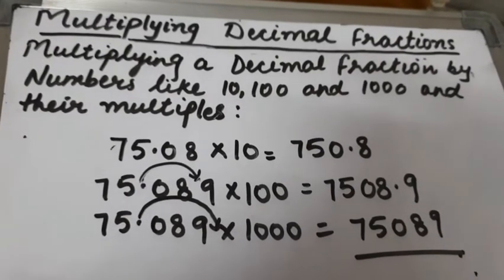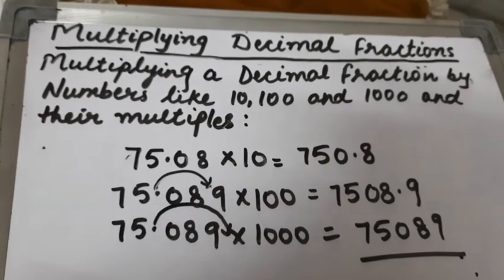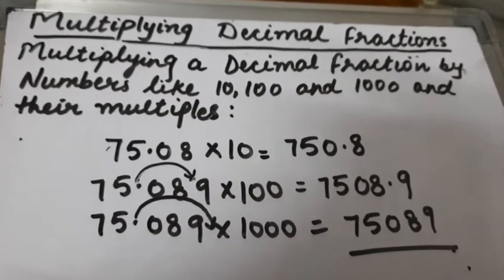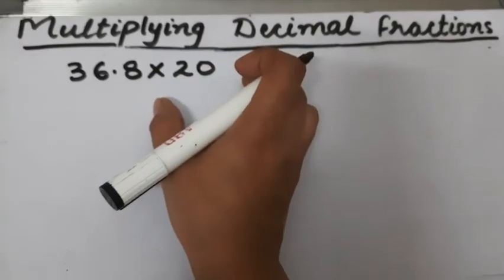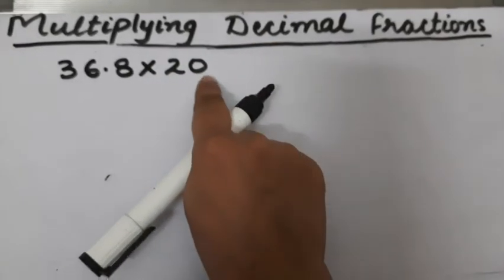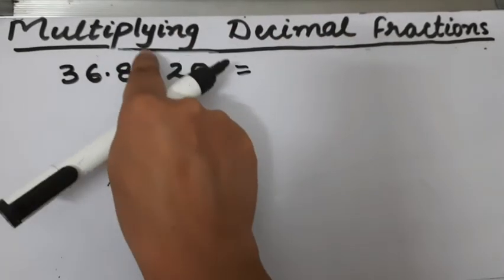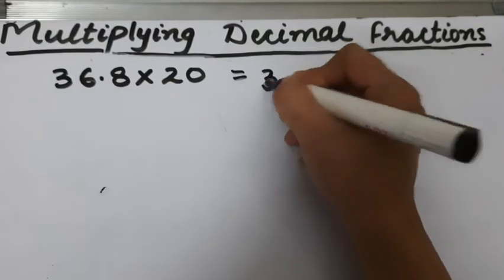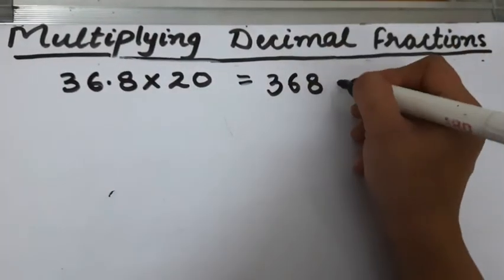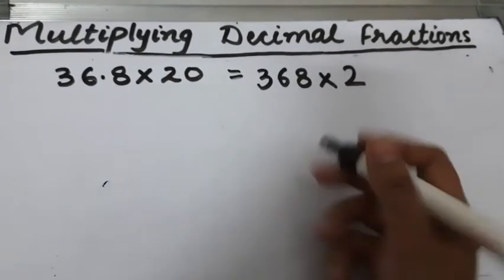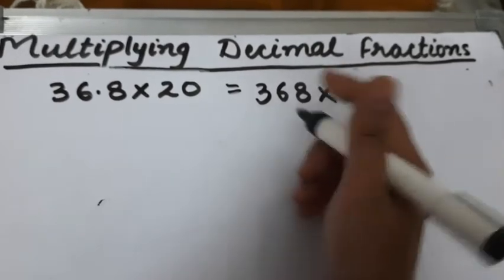Now if we have to multiply the decimal fraction by the multiples of 10, 100 or 1000, then what we do? Suppose I have to multiply 36.8 by 20. See how many zeros are here? There is 1 zero. So the decimal point will shift one place towards right. So this will become 368. So what we will do, we'll multiply 368 by 2. Instead of multiplying 36.8 by 20, we will multiply 368 by 2.